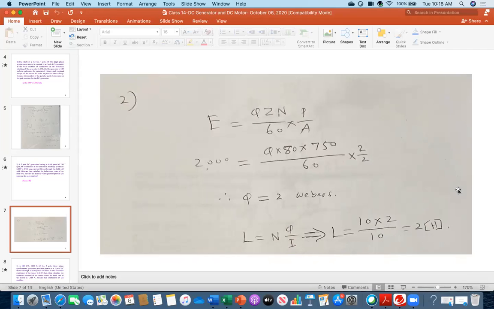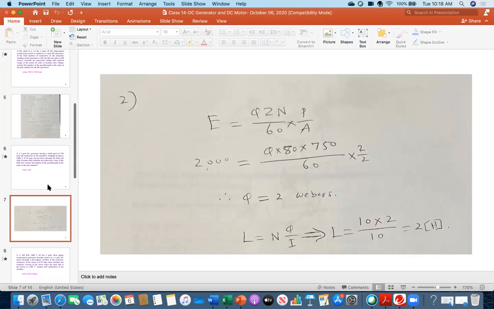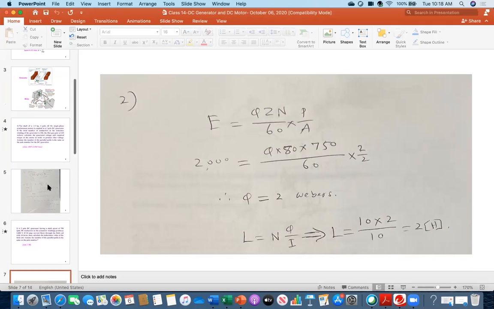Everybody understands this one? Yes. Okay, great. So again, because this is already posted, you can see these things again later.